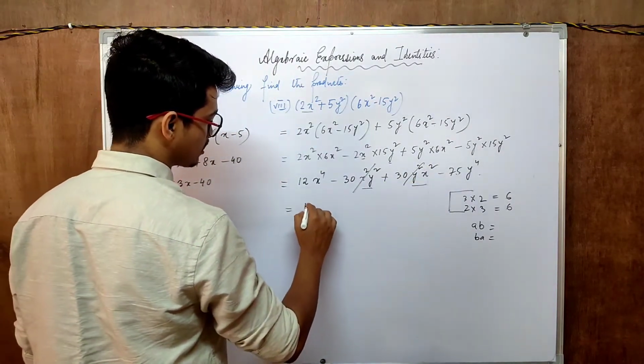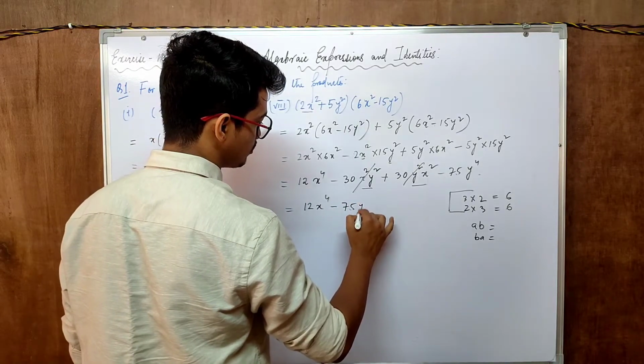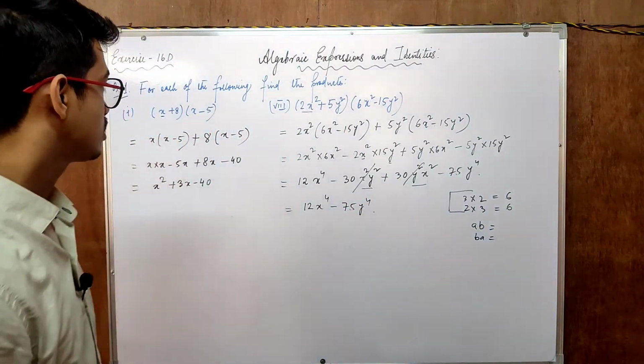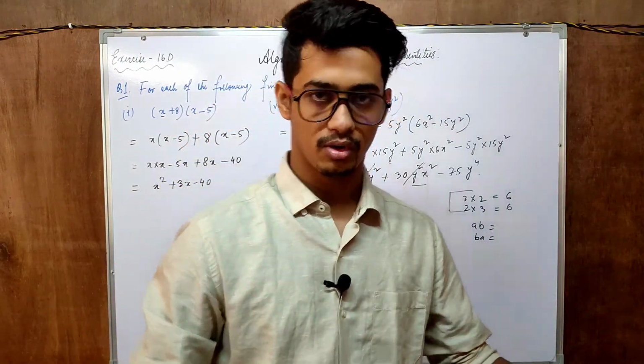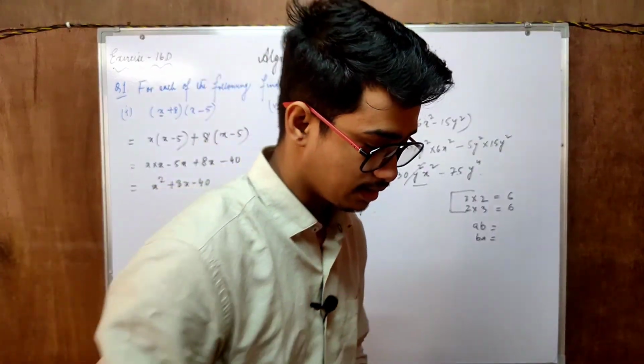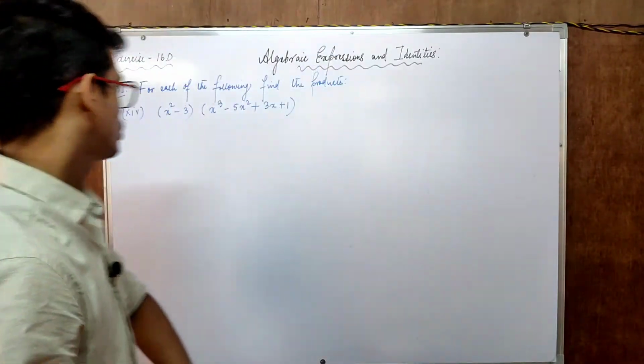And finally we will get the answer, that is 12x^4 minus 75y^4. That's about it for question number 8. I will do one more sum, that is question number 14 of this. We will do that. Alright, so let's move on to question number 14.